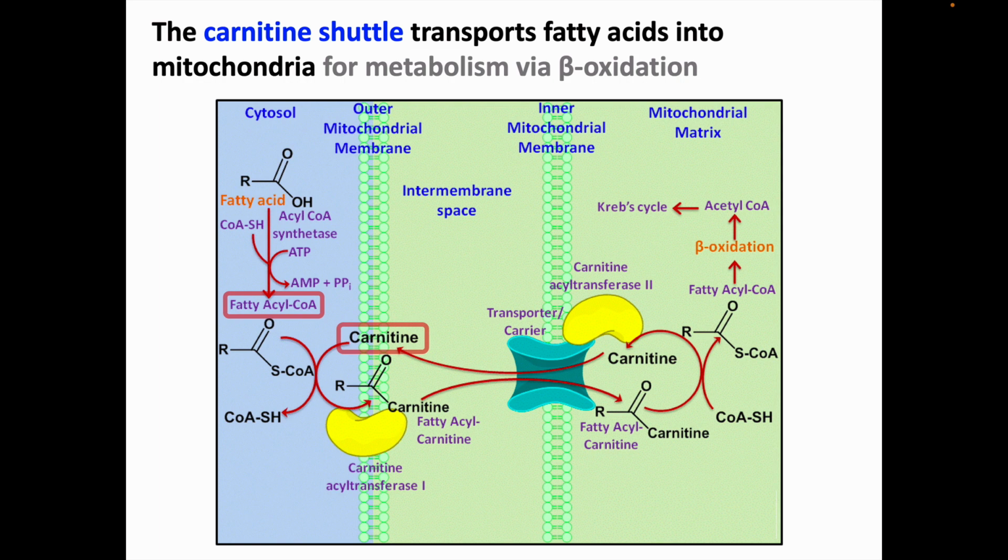Carnitine comes along and takes the place of coenzyme A in a trans-esterification reaction catalyzed by carnitine acyltransferase 1, producing fatty acyl-carnitine. And another molecule of free carnitine from inside the mitochondrial matrix then gets exchanged through a transporter channel for the acyl-carnitine in the intermembrane space.